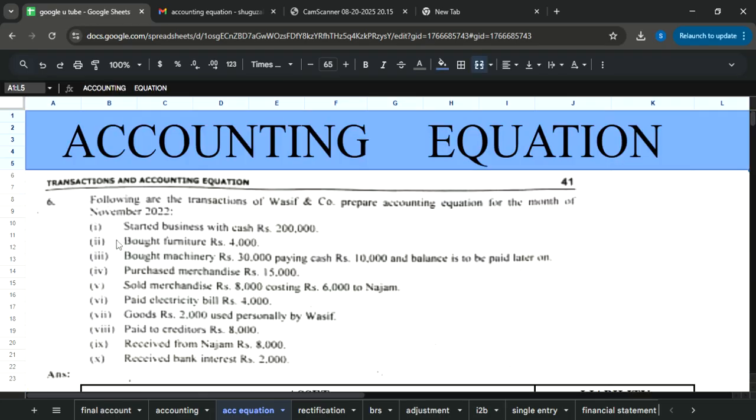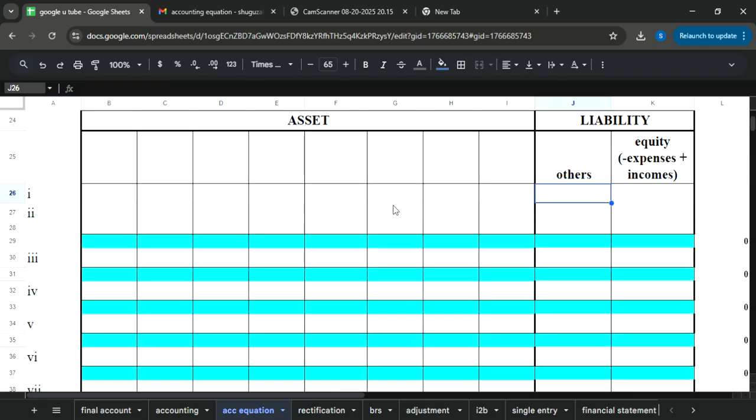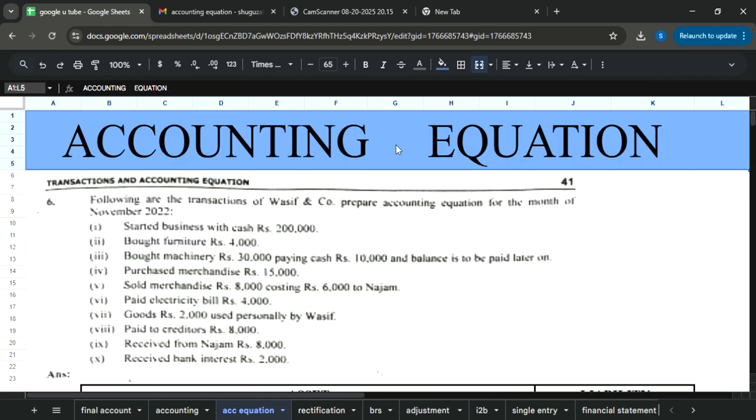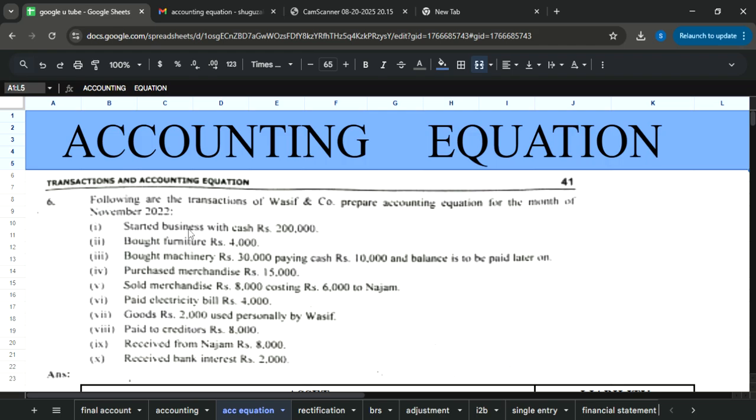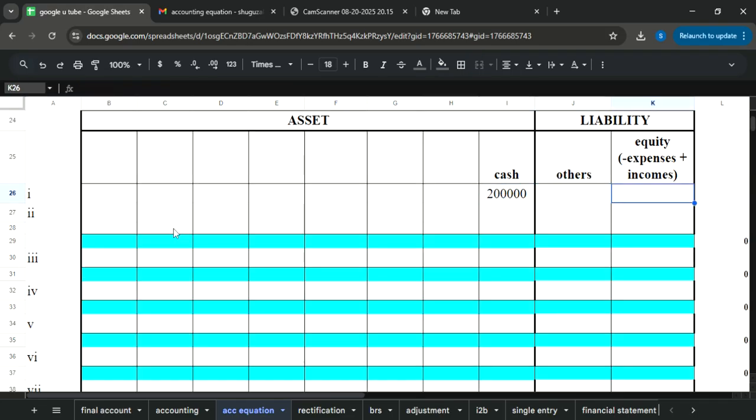Let's begin. Number 1. Started business with cash. When you start your business, cash will come in. It means there is an increase in cash. Since cash is coming in, you will put the sign of plus. The amount is 2 lakh. Just increase the cash column by 2 lakh. The amount which is invested or given by the proprietor, Wasif, is called capital. So there is an increase in capital as well.